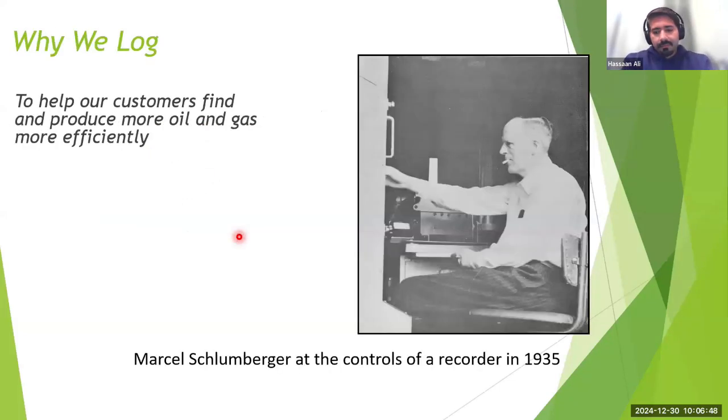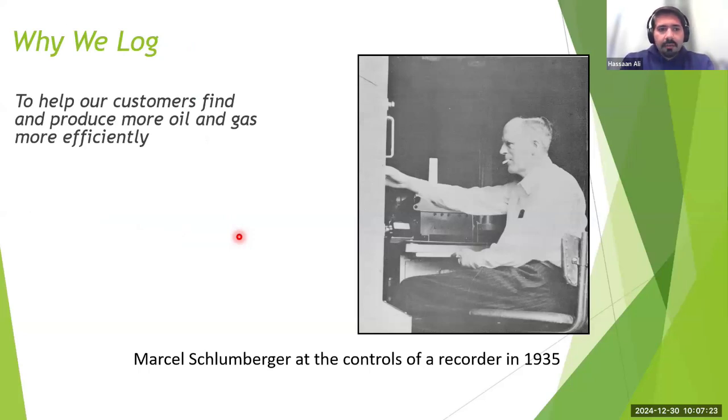Why do we log? There is just one purpose of performing a log, and that is to help the customers to produce oil and gas more efficiently. And the reason for that is that everything downhole is kind of a black box, right? If you don't have certain measurement tools, you don't know at what depth your oil and gas reservoirs are. Or if there are oil and gas reservoirs downhole, what is the quantity of oil and gas present over there? So to get those answers, we need to log. And for logging, we need the wireline.